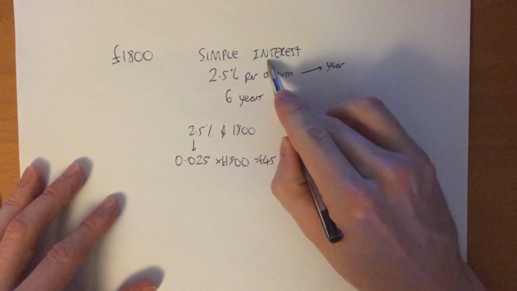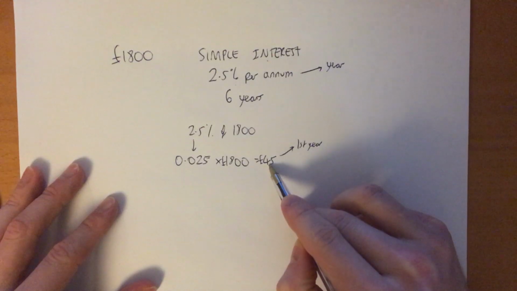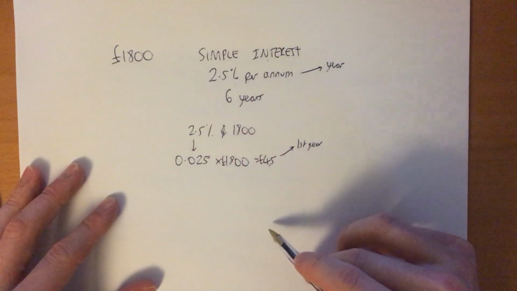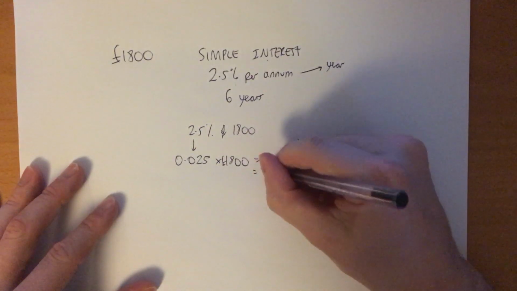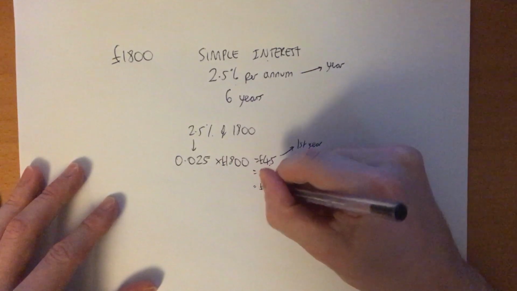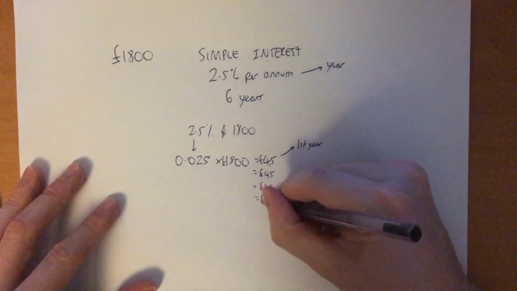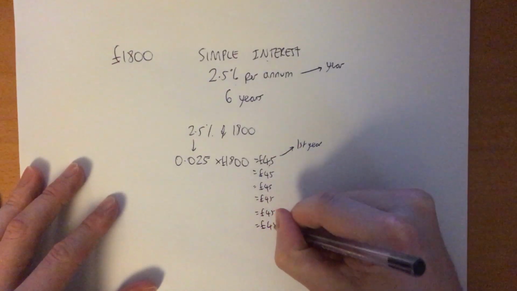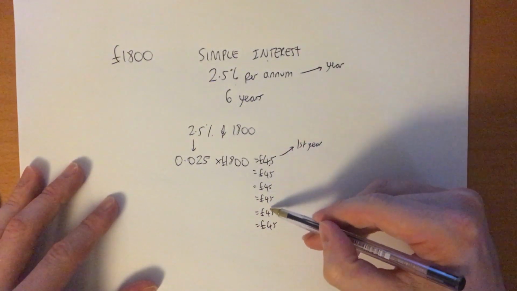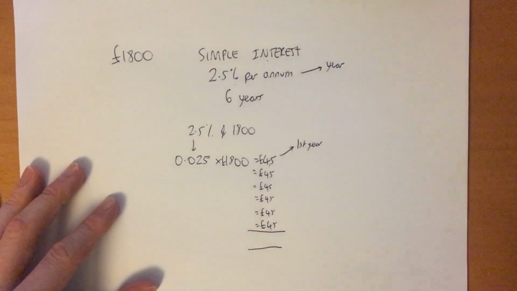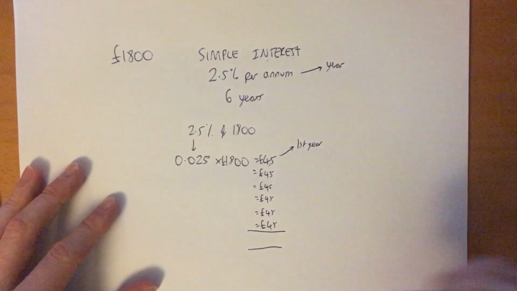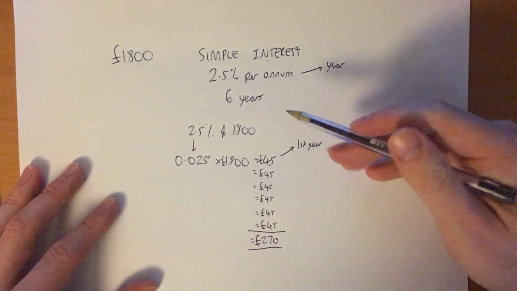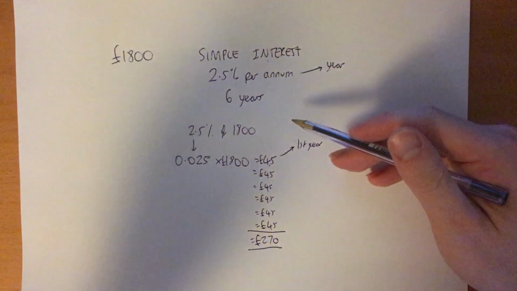And because it's simple interest, whatever you make at the end of the first year, that's the exact same that you make at the end of the second, the third, the fourth, the fifth, and in this case, the sixth, because it's 6 years. So I write that down, 45, 45, 45, 45, and the sixth year, 45. So in total, out of all these 6 years, 45 times 6 is 270. So at the end of the 6 years, I have made £270.